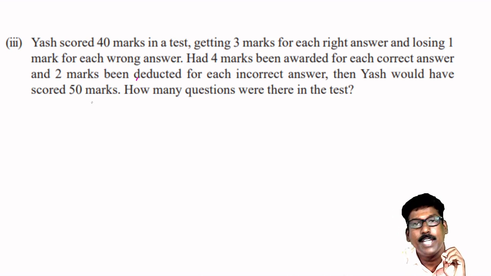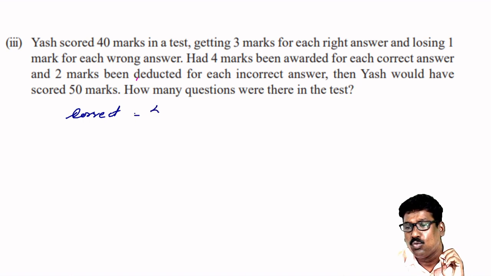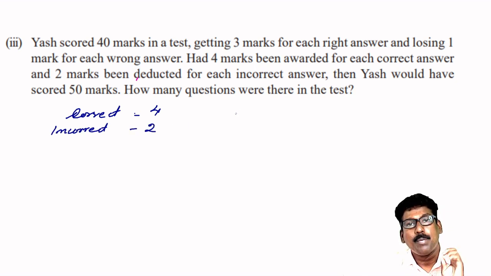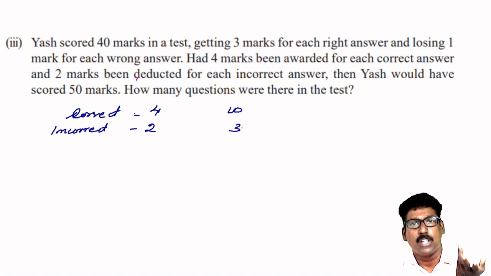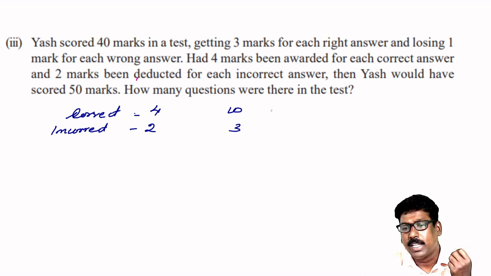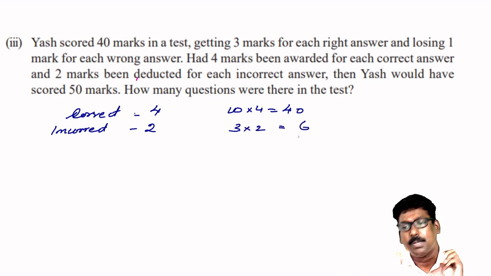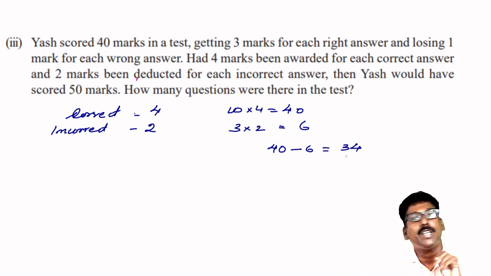That is the question. Here, for a correct answer you are getting 4 marks, and for an incorrect answer you are losing 2 marks. Suppose you have 10 correct answers and 3 incorrect answers. How much marks will you get? How will you find it? For 10 correct answers, you will get 10 into 4, that is 40 marks. For 3 wrong answers, you lose 3 into 2, that is 6 marks. Then how many marks will you get? That is 40 minus 6, that is 34.